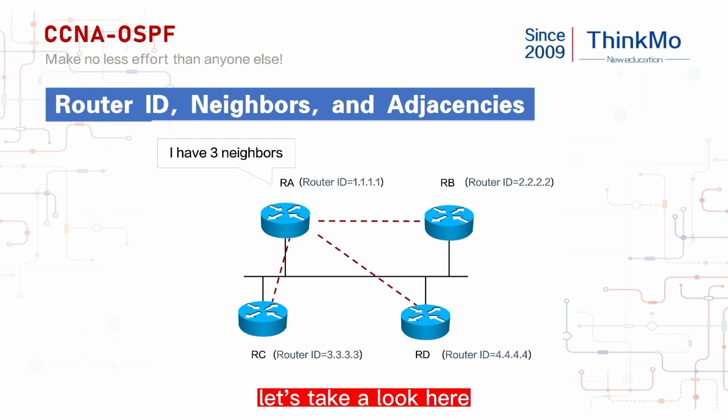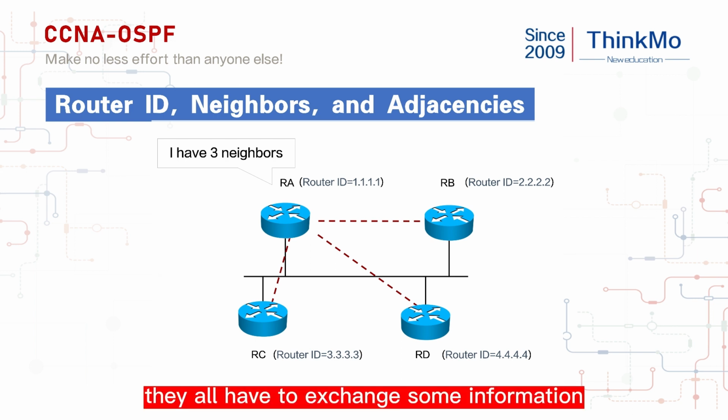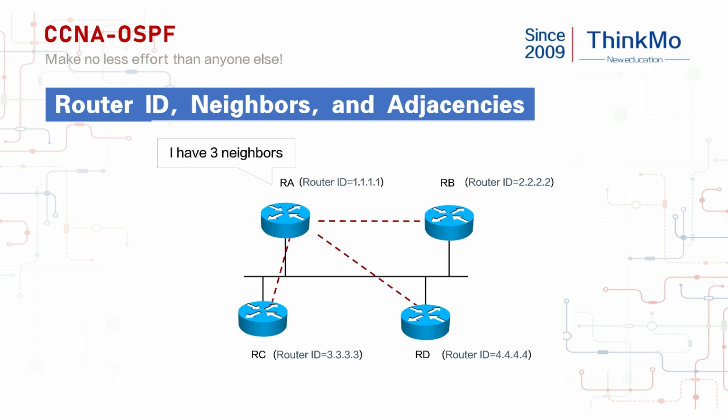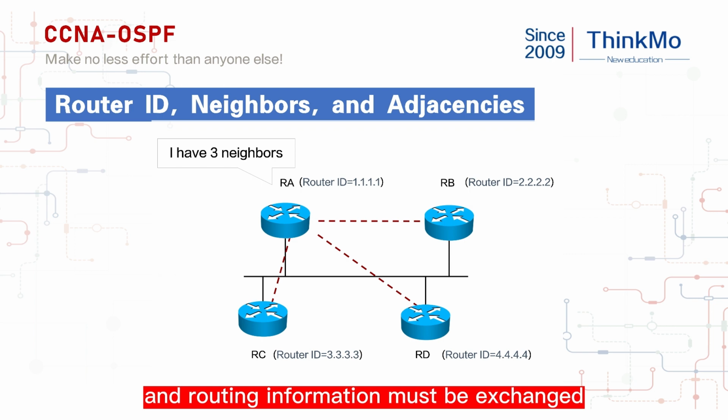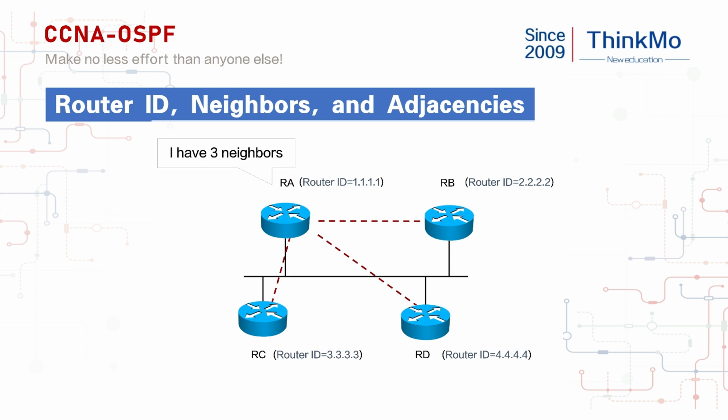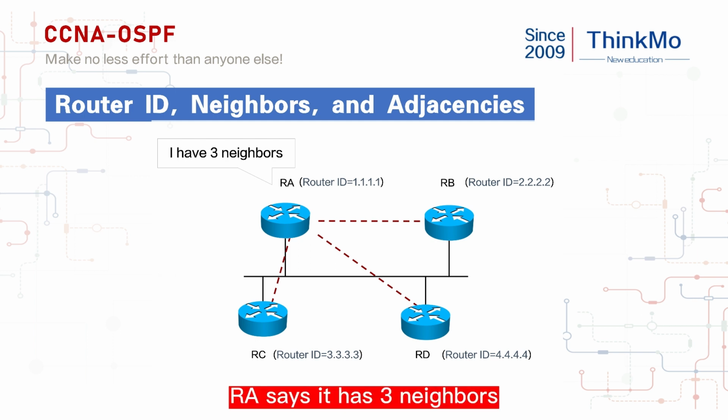Let's take a look here: router ID, neighbors and adjacencies. For now, the devices running OSPF all have to exchange some information. Link state information and routing information must be exchanged before the interaction. Adjacency: everyone can see that RA says it has 3 neighbors.